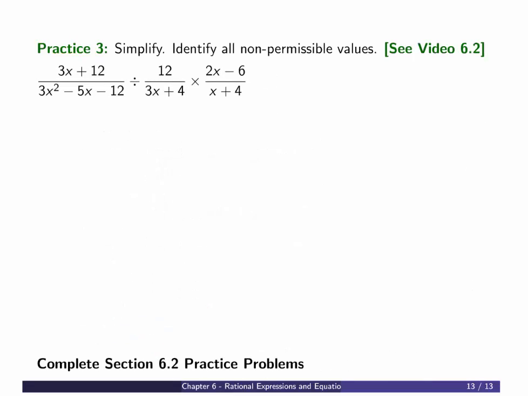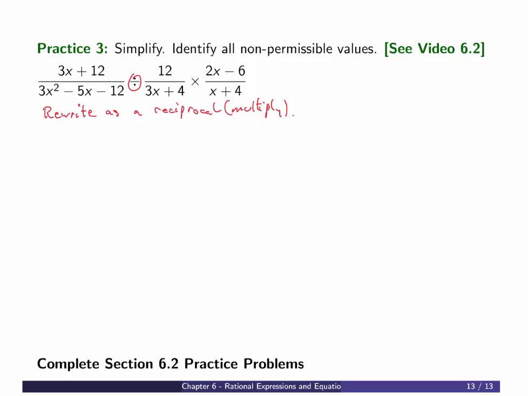So let's do it. Here we go. Finish off this section. Simplify and define all non-permissible values. So we have 3x plus 12 over this polynomial on the bottom divided by 12 over another polynomial, all times by some other rational expression. So the first thing I'm going to do is rewrite this as a reciprocal, and I'm going to multiply.